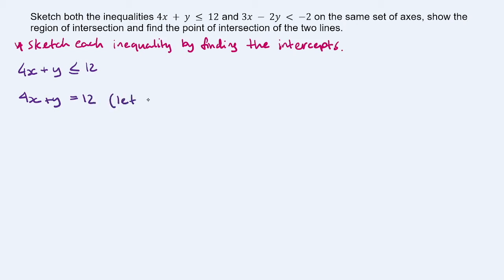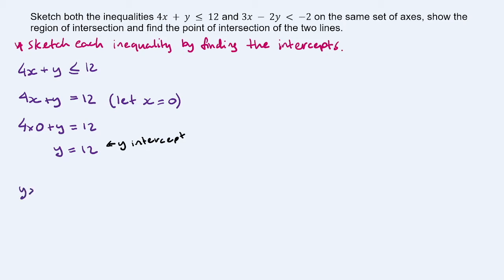So first I'm going to let x equal 0, and this will find me the y-intercept. This one actually turns out to be pretty painless. This is my first y-intercept: y equals 12. So this is going to make this a very interesting looking graph.